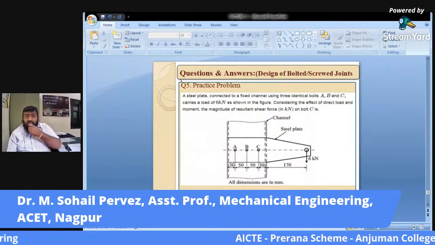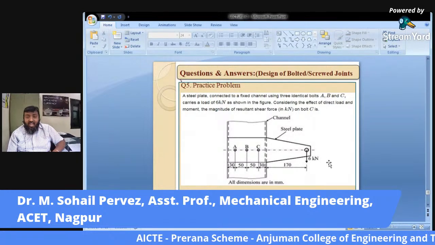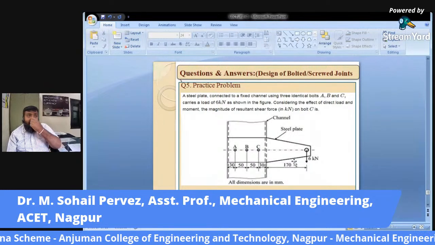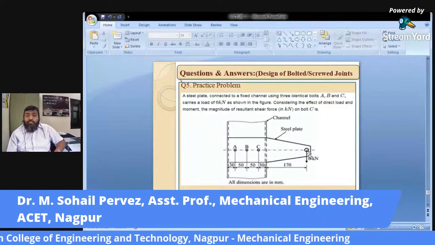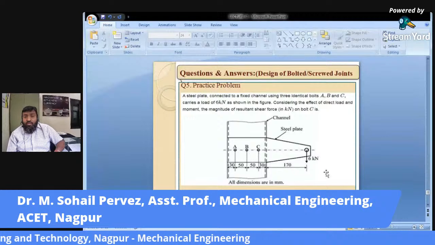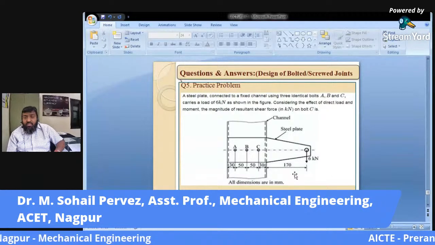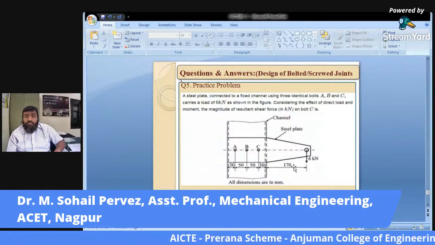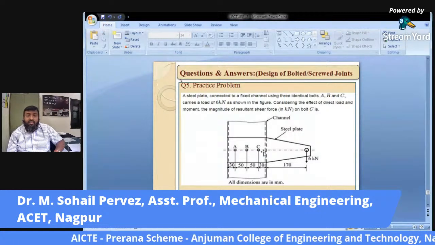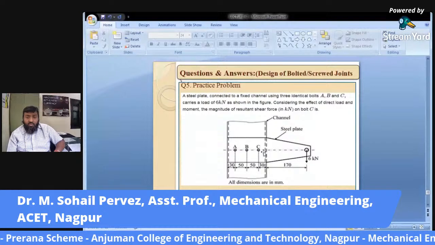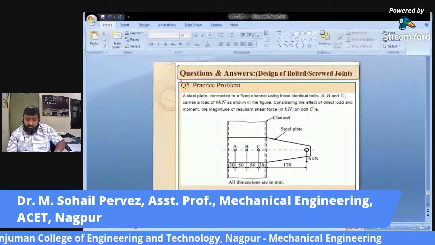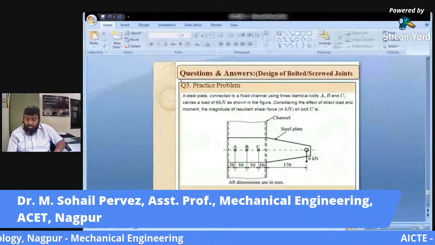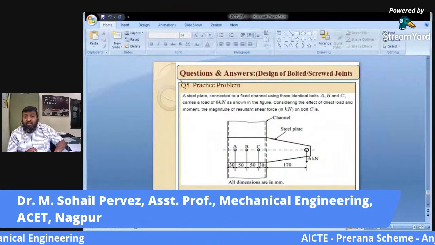In this case, the scenario is changed now. All these 3 bolts are in line horizontally. What we have to calculate is the resultant shear force on bolt C. The answer I have calculated is 30 kilonewton. So please solve these questions from the bolted joints. Thank you so much.